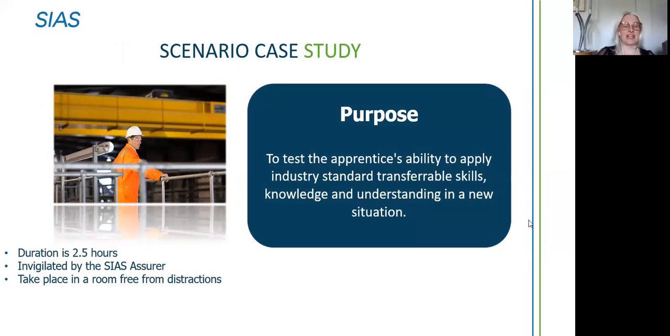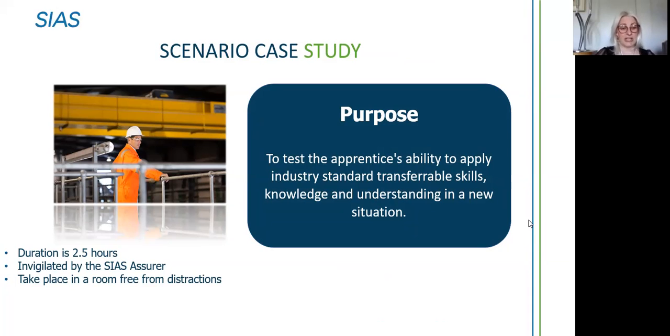This is now thinking about your apprentice's transferable skills and their knowledge and understanding in a new situation. This is going to take anything up to 2.5 hours. They can take less. Some apprentices do take less. Some apprentices can take up to the time. We can't let it go any further than that.